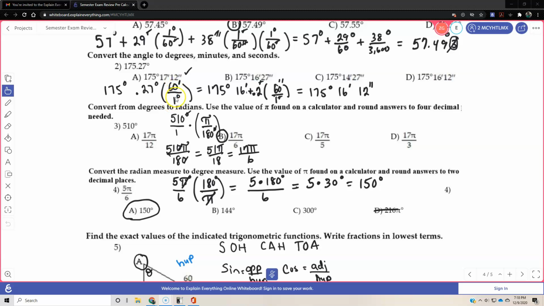60 minutes is 1 degree. You're going to use that ratio. The degrees cancel. So now you're left with 175 degrees and 16 minutes. It was actually 60 minutes, 0.2.